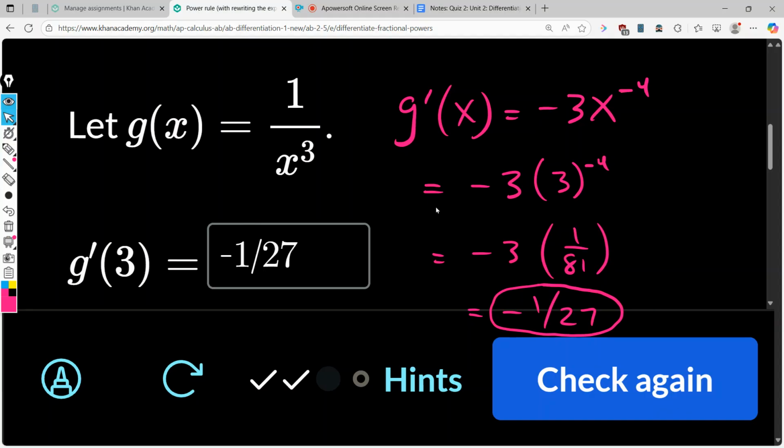Small mistake. When I took the derivative and moved the 3 to the front, that should have been negative 3 out front. Everything else was correct, but that was negative 3. It was times negative 3, not positive 3. So it's negative 1/27. I fixed that.